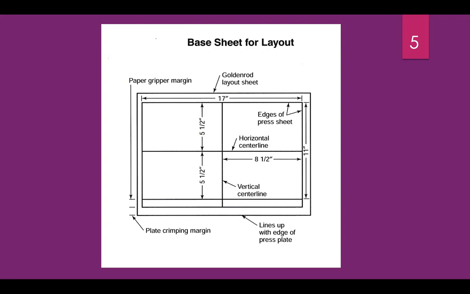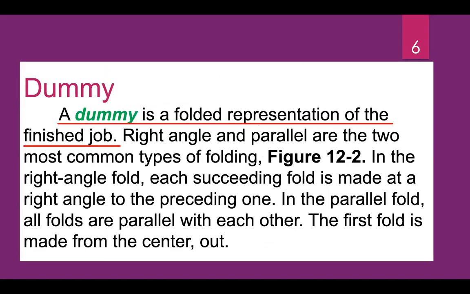So you allow for the gripper margin. You also sometimes have to allow for the plate crimp margin. How much of that printing plate has to be bent over an edge and punched with holes and attached to a print cylinder? You have to allow for that. And then inside that, you have the amount of space you can actually use for the different sheets and pages you're going to print.